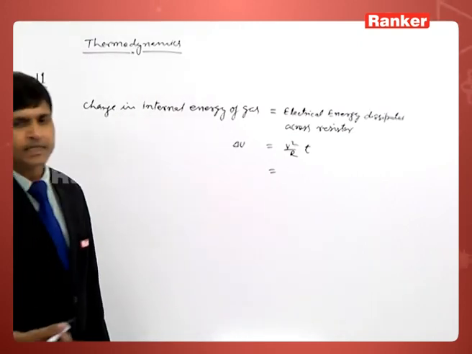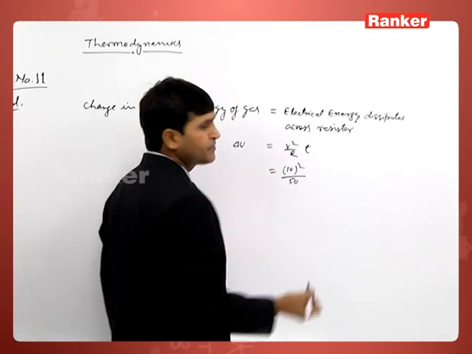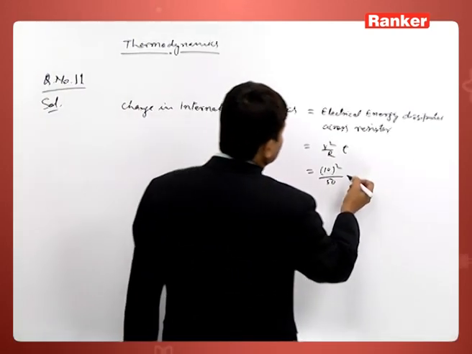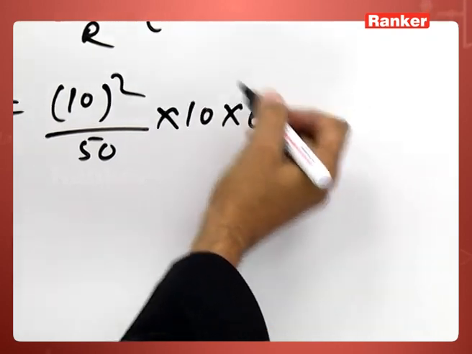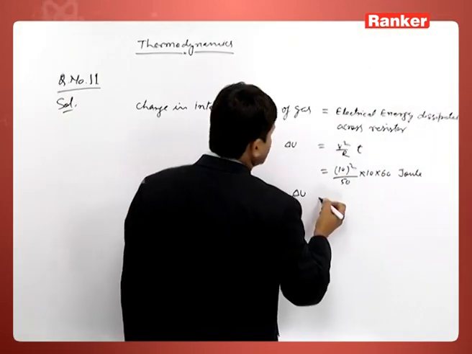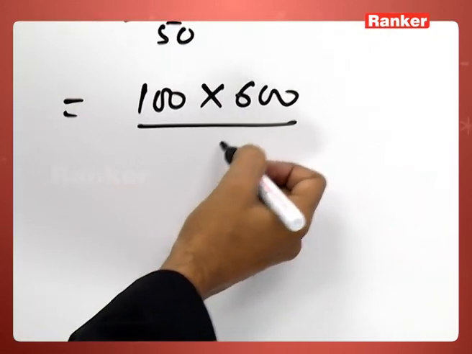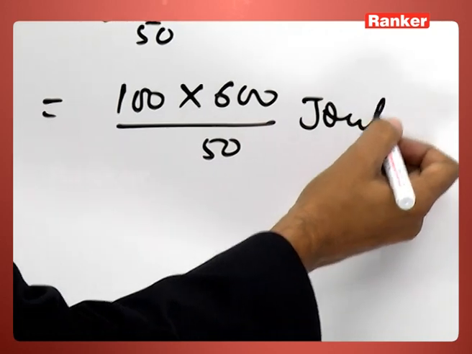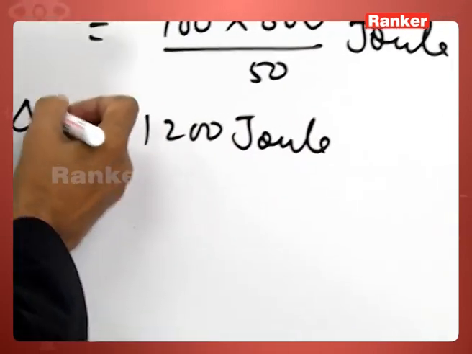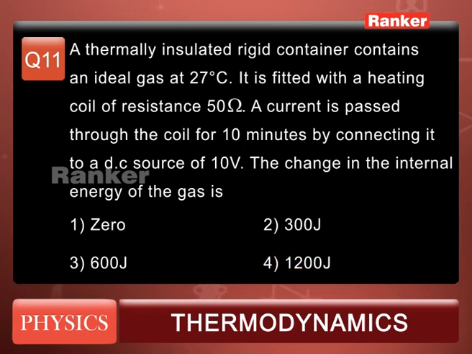V square by R. Voltage given here is 10 squared, resistance is 50 ohm, and time is given, it has been supplied for 10 minutes, so 10 into 60. So delta U will come in joule. This is 100 into 600 by 50 joule. This is 1200 joule. This is the change in internal energy. So our correct option is option number 4.